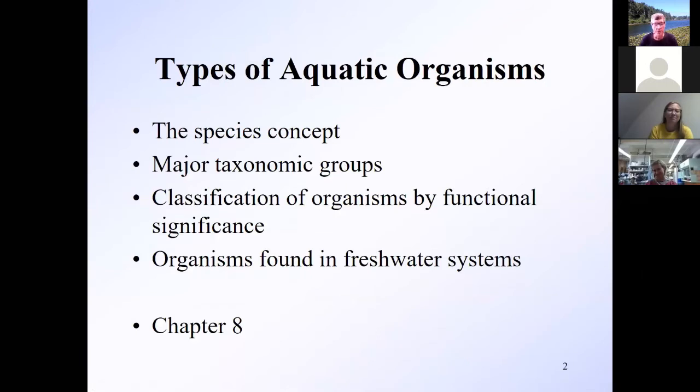So as we go through the types of aquatic organisms, we'll talk about the species concept, the major taxonomic groups, how we classify organisms by functional significance instead of taxonomy or phylogeny, and organisms that we find in freshwater systems. So this sets the stage, and then we'll talk about microbes and plants in the next chapter, and after that we'll talk about animals in the chapter following that.